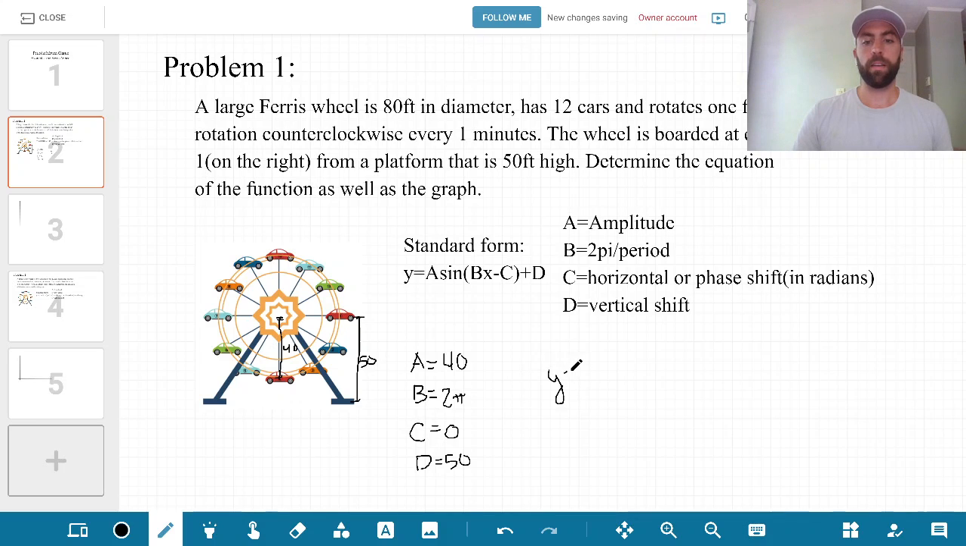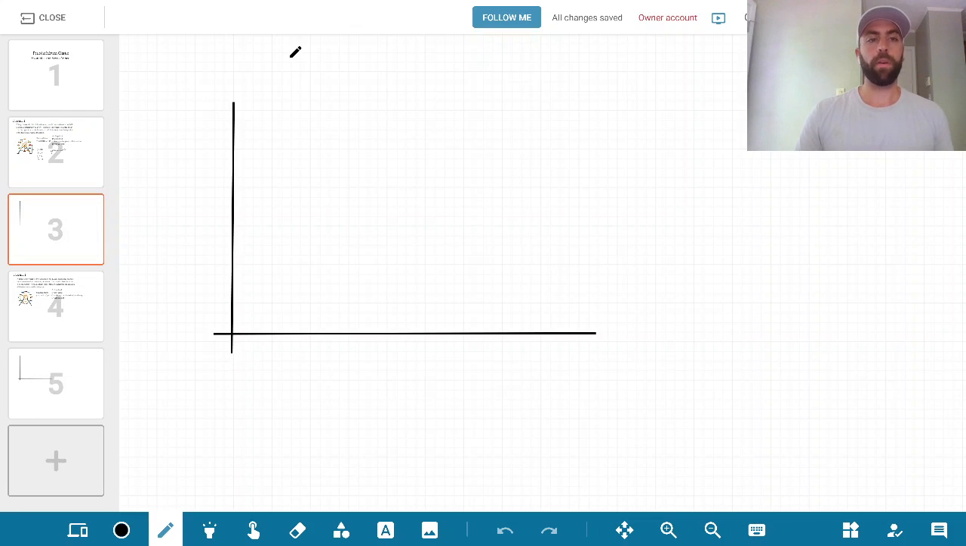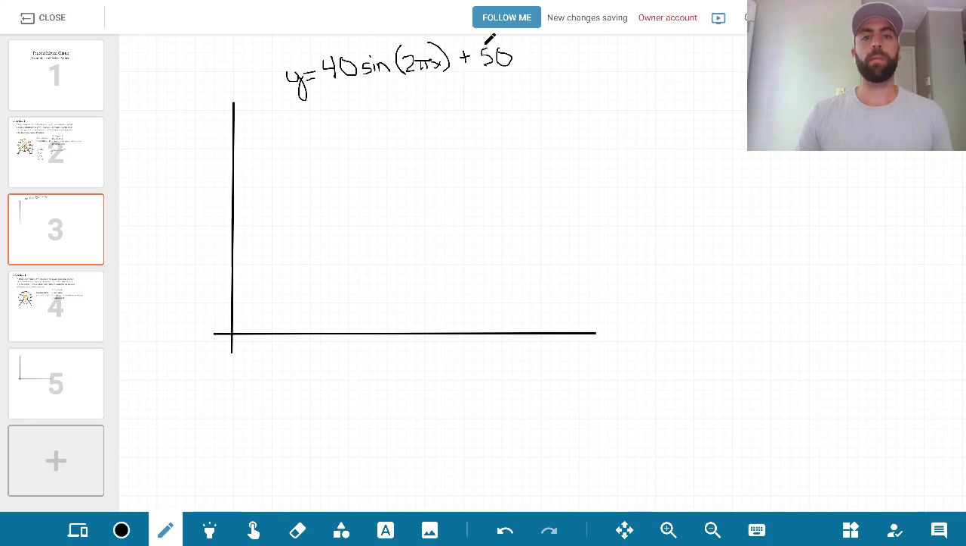You get y equals 40 sine 2 pi x plus 50. Now, next we should graph that. I'll rewrite the equation over here. y equals 40 sine 2 pi x plus 50.